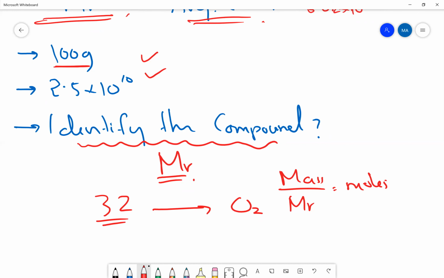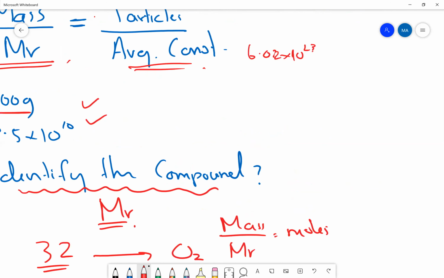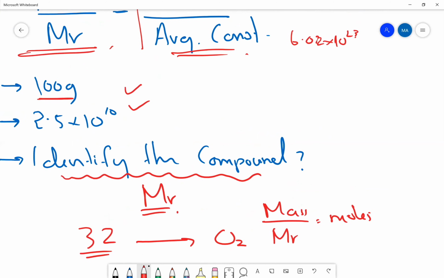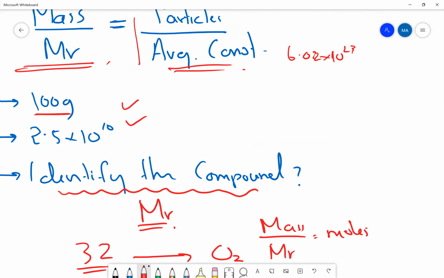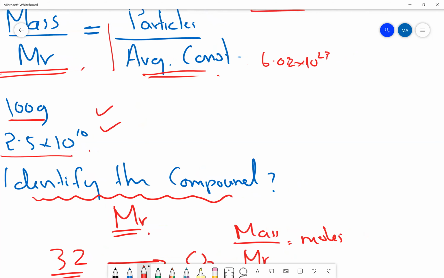Acha. So let's say we use the second formula, particles over Avogadro's constant. By using this single formula, can you find out the MR? No, we can't. Particles, you do know the particles, lekin by using this formula you'll get the moles, right? You won't get the MR. So you cannot use any of these two formulas individually.